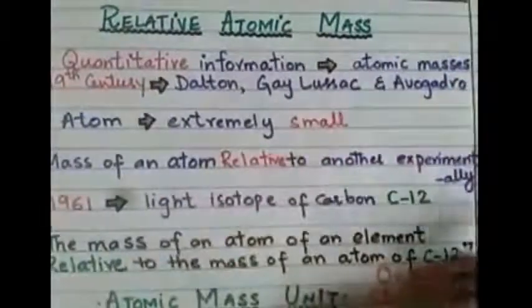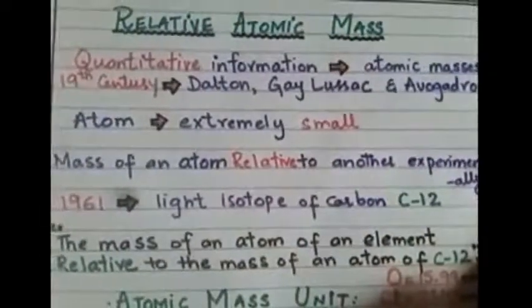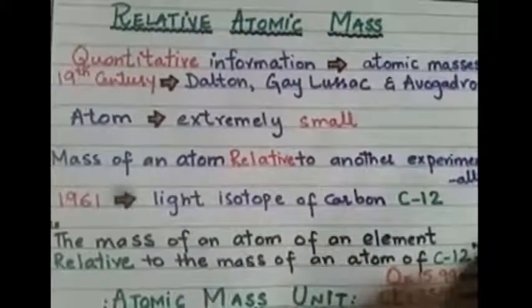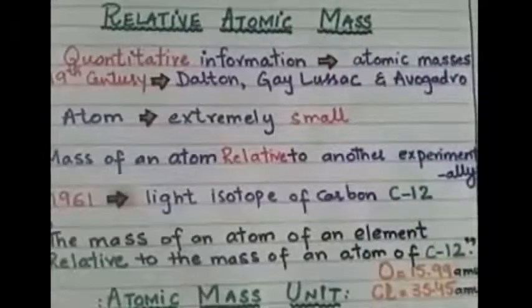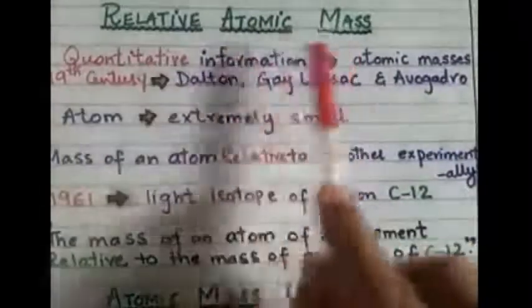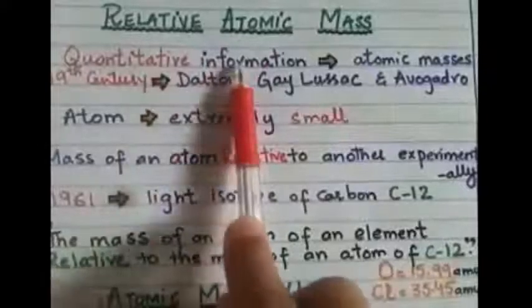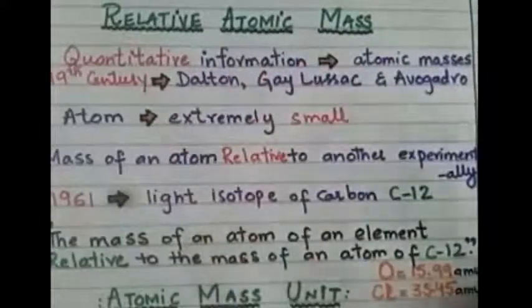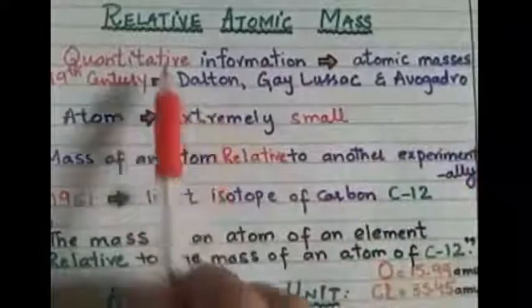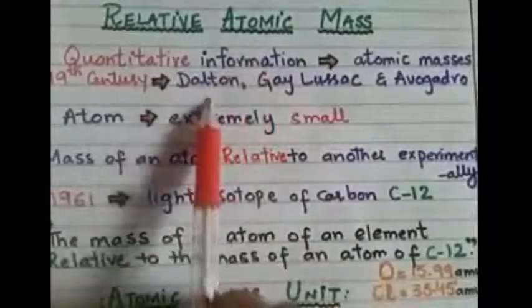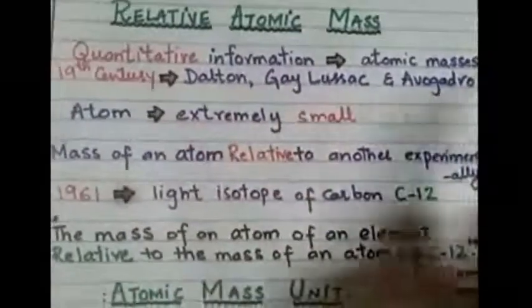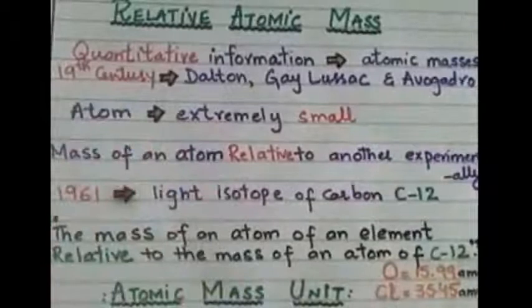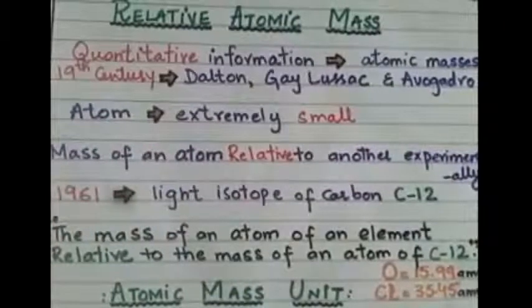Before going into the depth of the definition of relative atomic mass, we should consider some important points. First of all, atomic mass is quantitative information about an atom, and the most important work on providing this quantitative information was done by famous scientists like Dalton, Gay-Lussac and Avogadro in the 19th century. These scientists observed how elements combine to form different compounds.